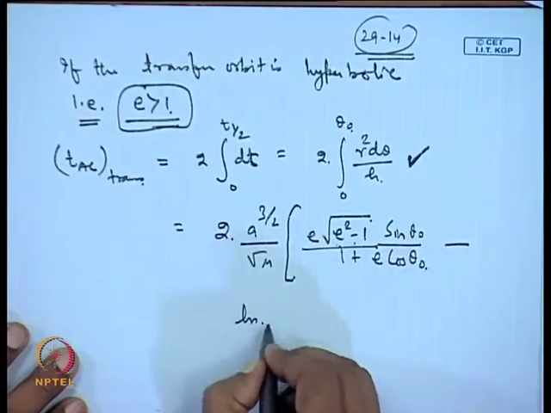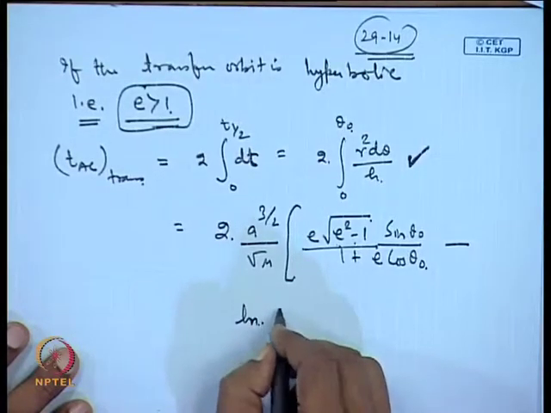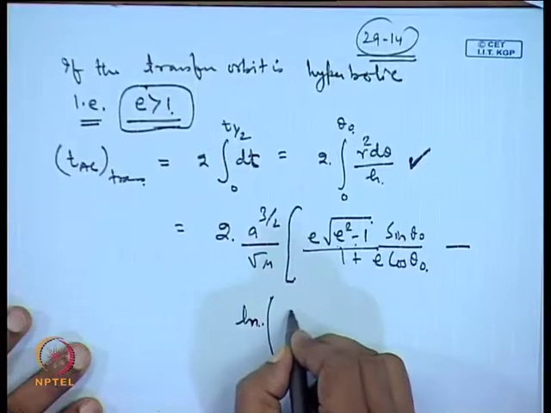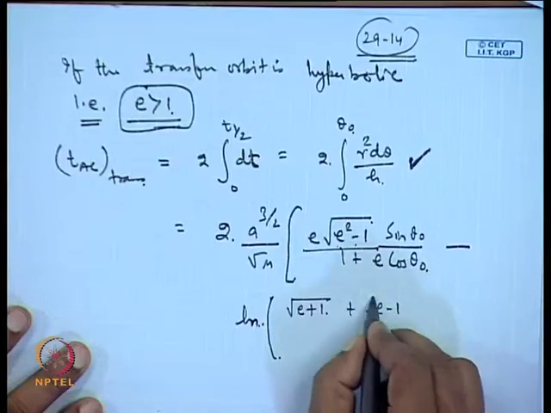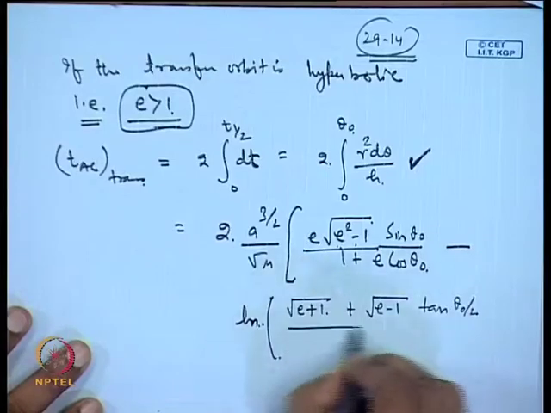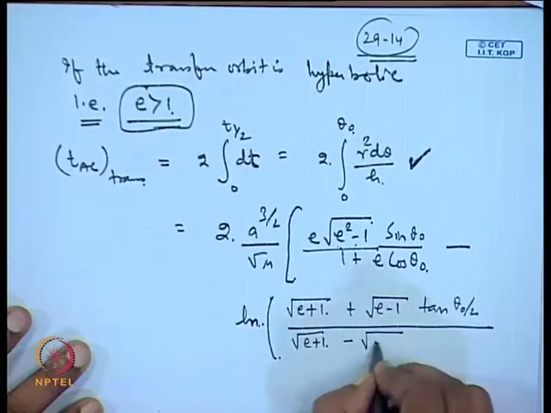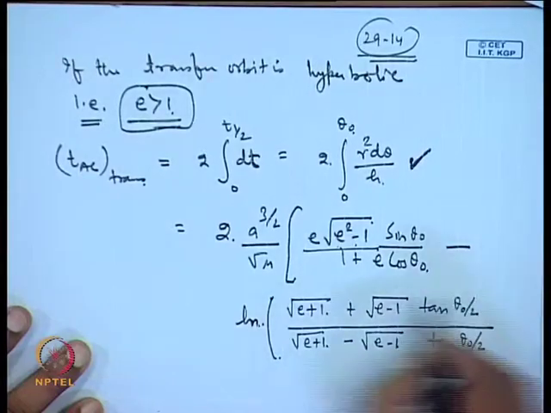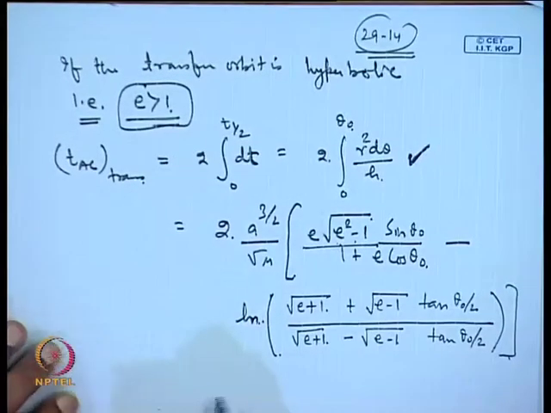minus ln, this is the logarithmic base, of E plus 1 under root plus E minus 1 under root. Proving this equation can be taken as an exercise. Okay.